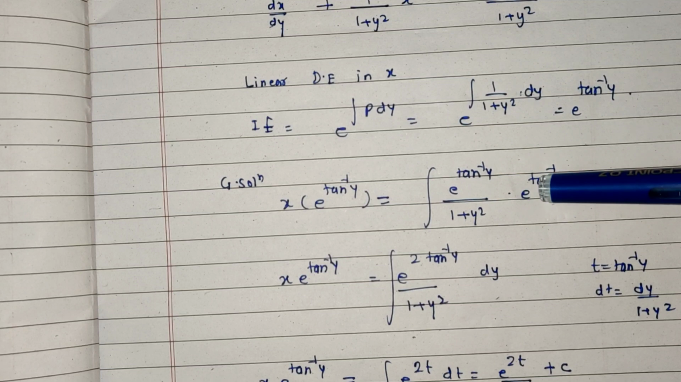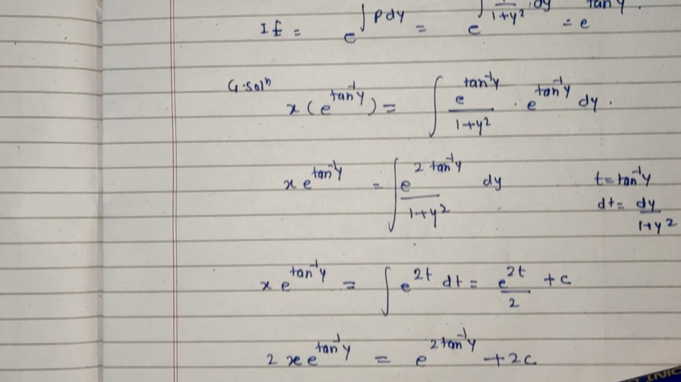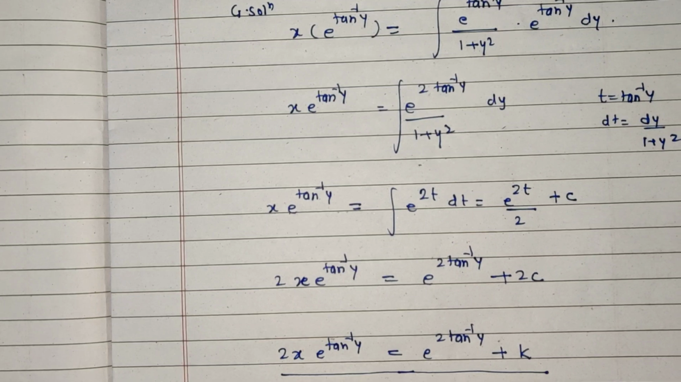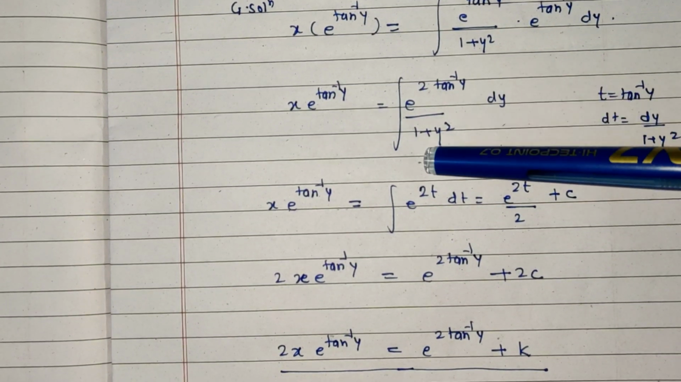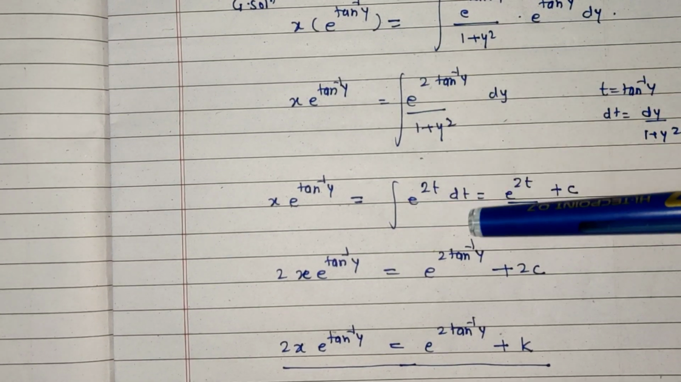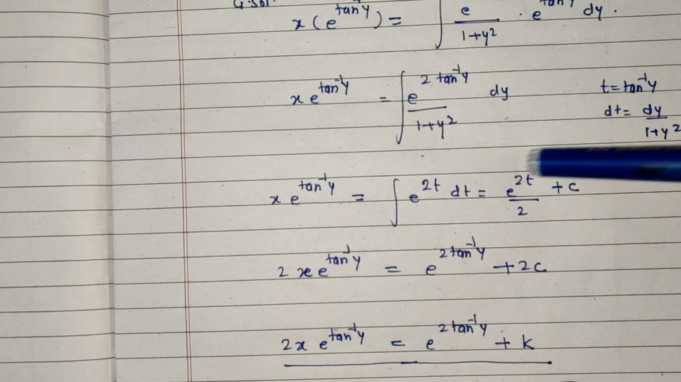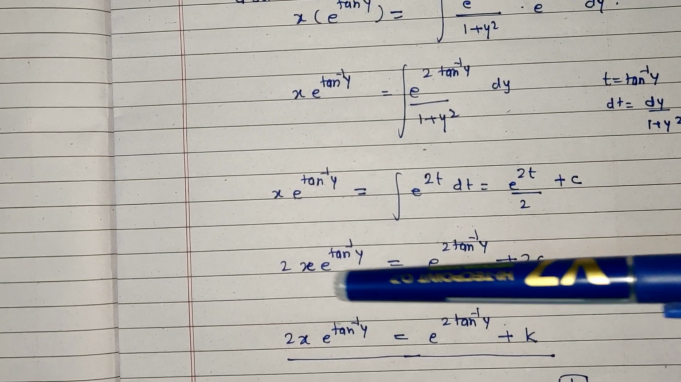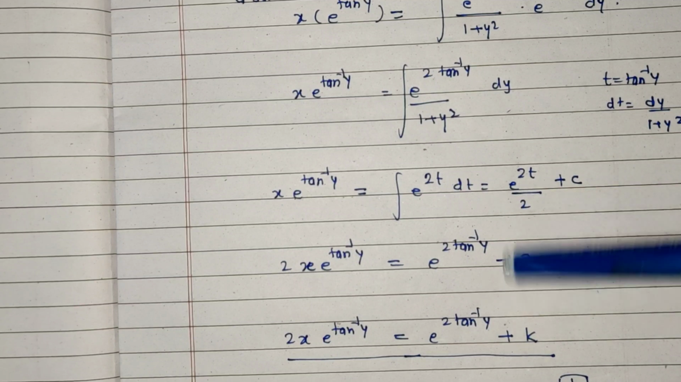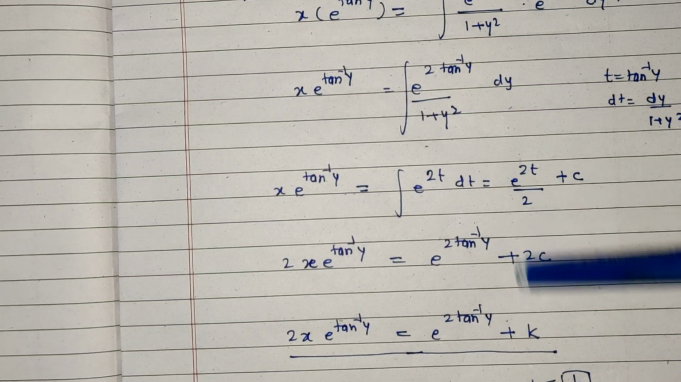So this multiplication will be square, that is e raised to power 2 times tan inverse y. Suppose this is t, so e raised to power 2t, and this dy upon 1 plus y square will be dt. So it is of the form e raised to power 2t dt, whose integration is e raised to power 2t upon 2 plus c, but t is tan inverse of y, so therefore it is e raised to power 2 tan inverse of y upon 2. This 2 is multiplied here, 2c we will write k, because it is constant.